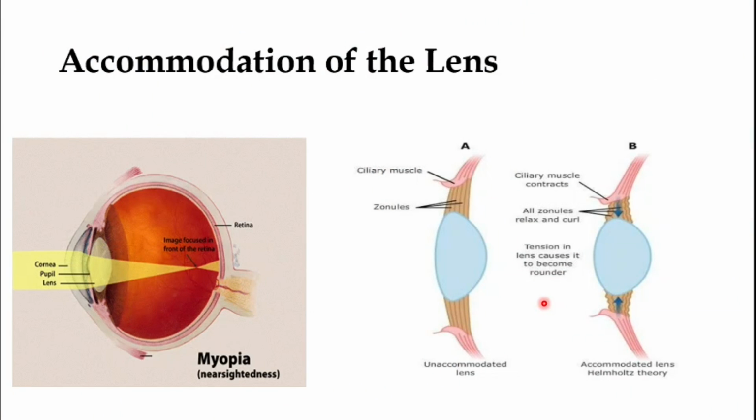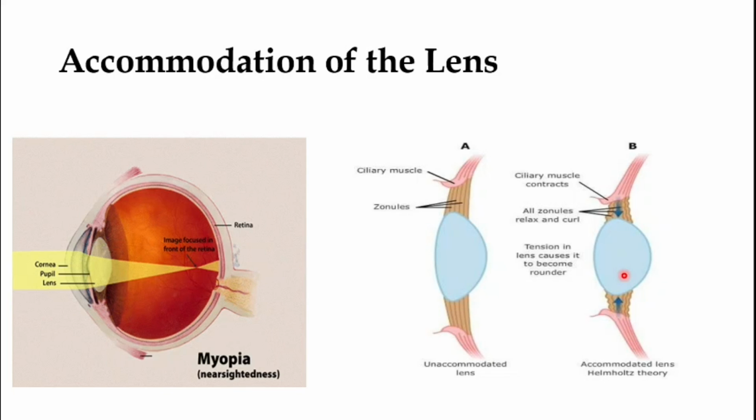Now let's talk about the accommodation of the lens and the accommodation phenomenon of the eye. Now the accommodation of the eye is the ability of the eye to change its focus from the near vision to the far vision and vice versa. And this accommodation of the lens happens by the help of this lens. So the lens is adjusting its shape so as it allows the light to fall on the retina. So we see the things clear.